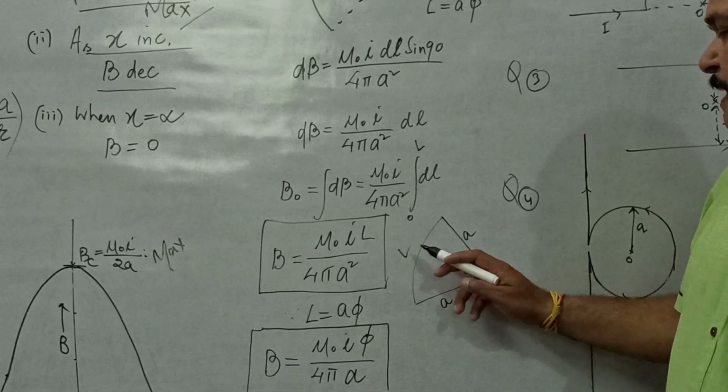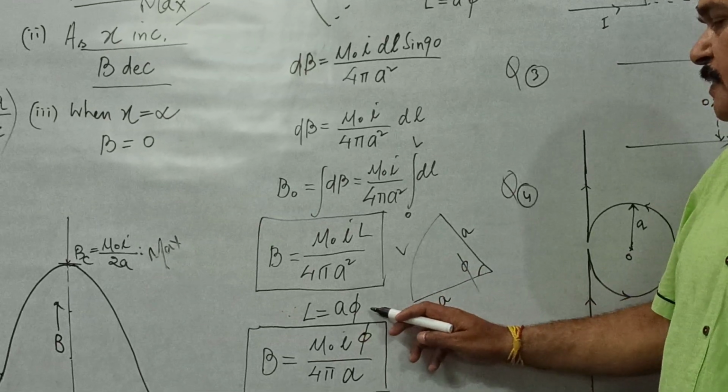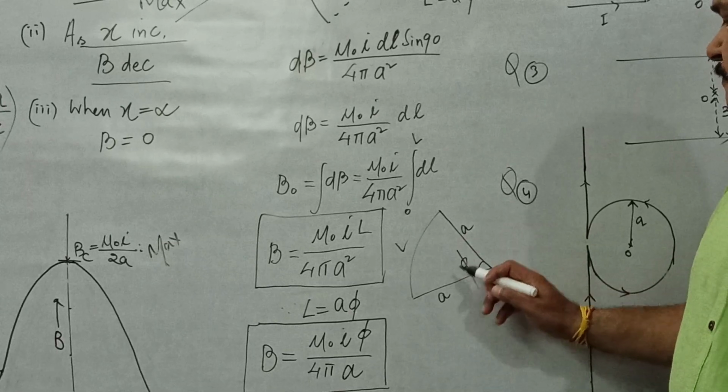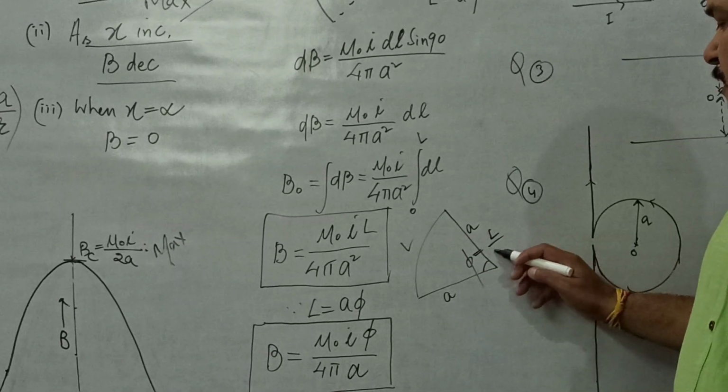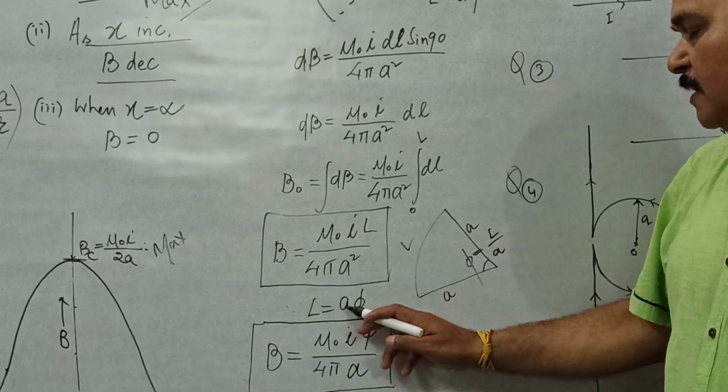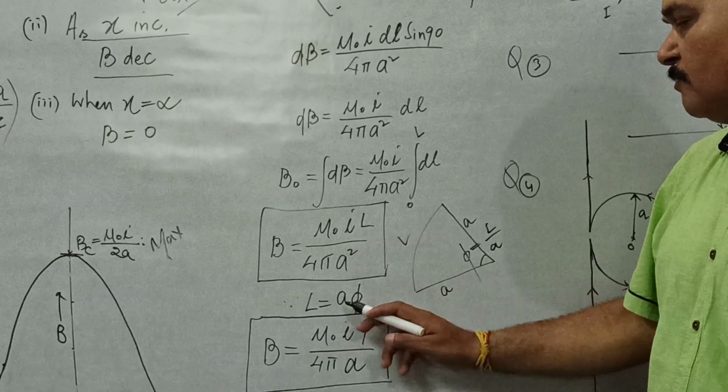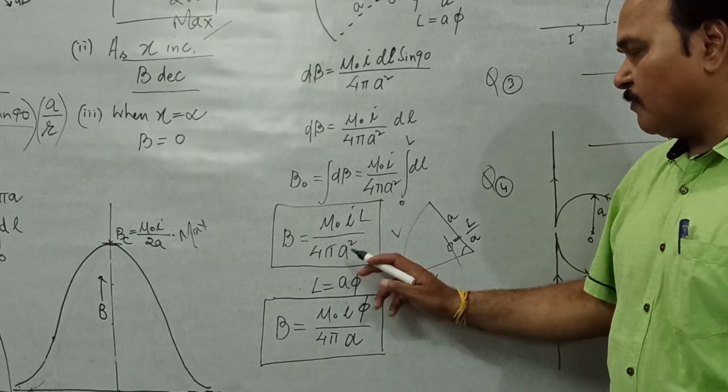So what is L? L is going to be a into phi. So this phi is L upon a, that means L is going to be a into phi. If we substitute the value of L is equal to a phi, one of the a cancels out.